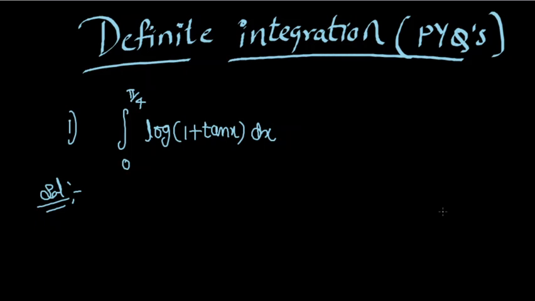Hello dear students, in this class we are going to discuss previous year's definite integration problems. Let us see here. First question, integration 0 to pi by 4 log of 1 plus tan x dx. So let us consider this is I.